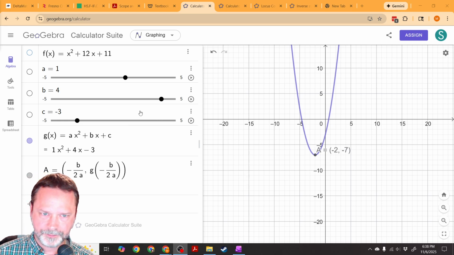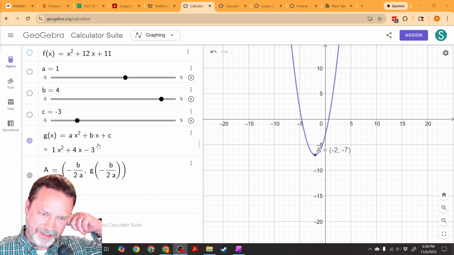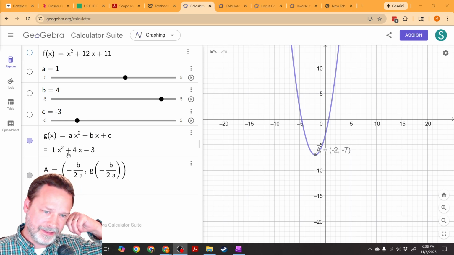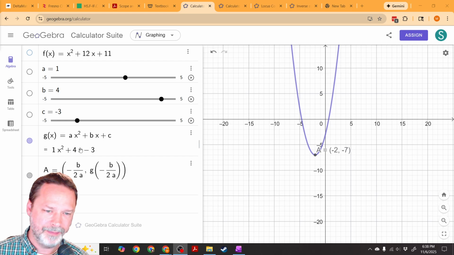Today I want to do a really quick review of parabolas. Right here I have an example of a parabola. It's ax squared plus bx plus c. That's how I defined it, and this is what is going to pop up.